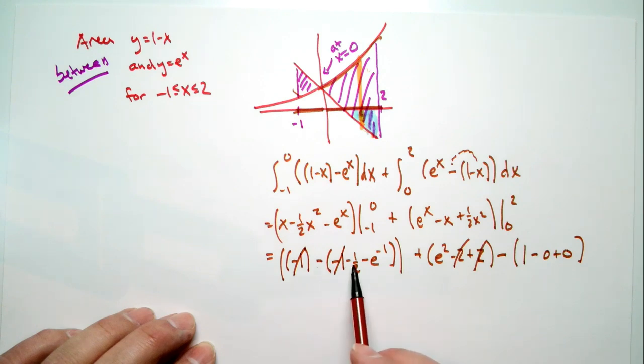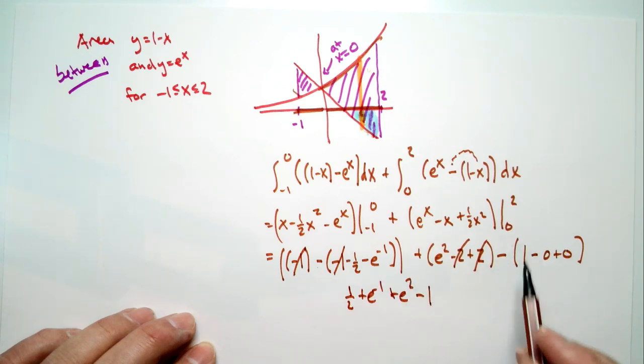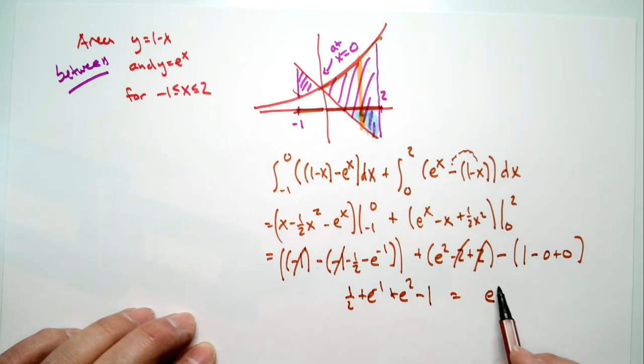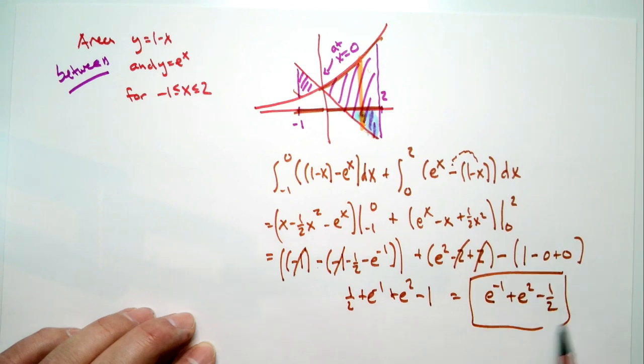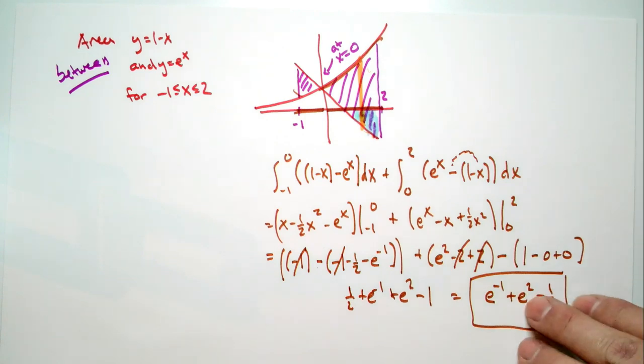So here we get minus minus a half, which is plus a half, plus e to the negative 1, plus e squared, and minus 1 from the minus 1. And that would be our final answer, e to the negative 1 plus e squared minus a half. Now, as a general rule of thumb, if the question says simplify as much as possible, simplify. If it doesn't explicitly say simplify, you don't have to simplify. All right, so there's an example of what to do if things cross.